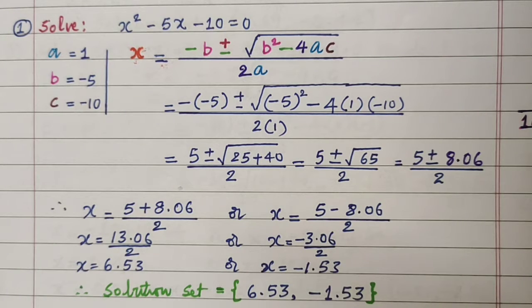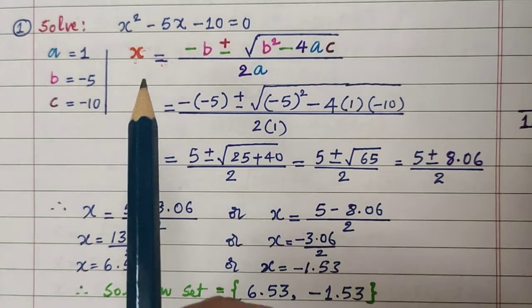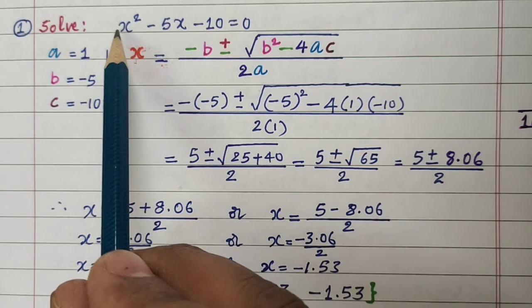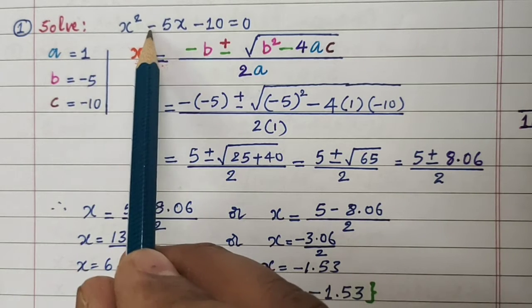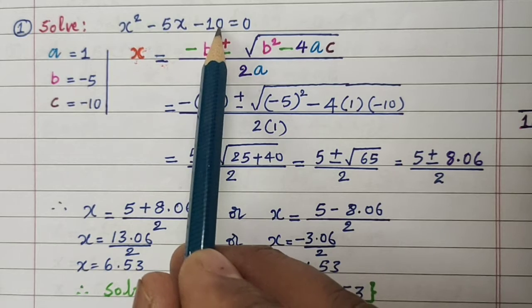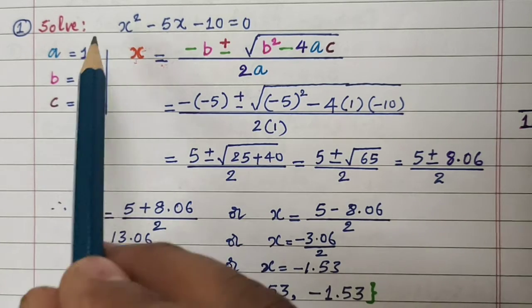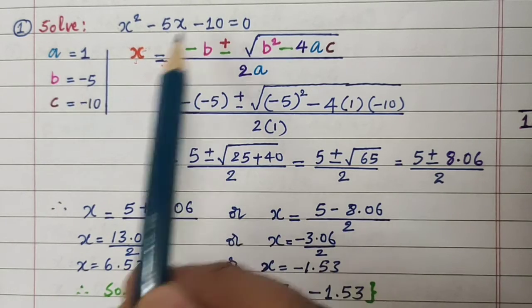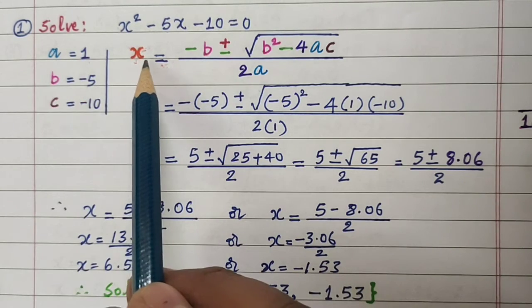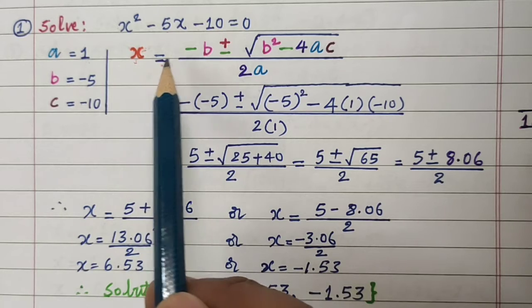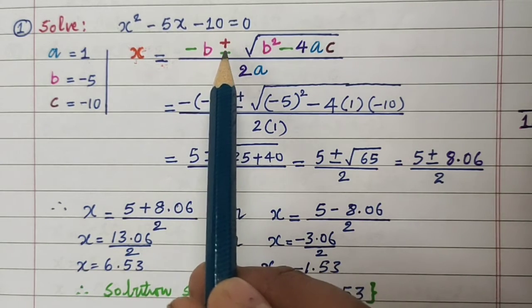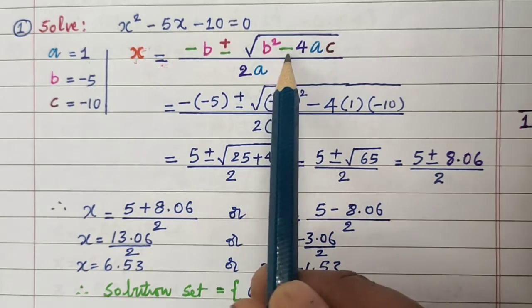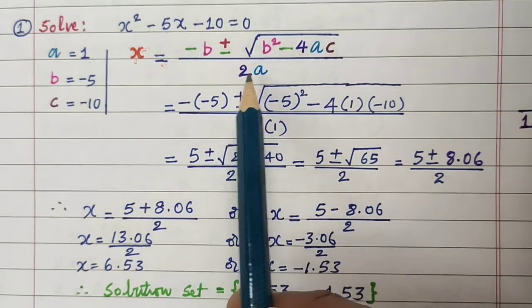To find the roots of a quadratic equation using the formula, first you need to write the values of the constants. Here a is equal to 1, b is equal to minus 5 and c is equal to minus 10. This is the first thing you need to do. Once you write this, you need to write the formula without any mistakes. x is equal to minus b plus or minus square root of b square minus 4ac divided by 2a.